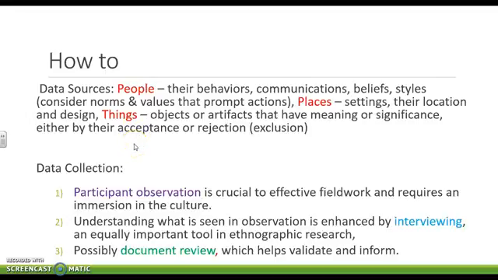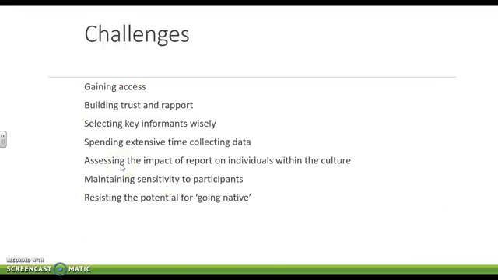And your data collection is primarily based on participant observation. So you are actually immersing yourself in their culture. You are not just sitting back and observing. You have to be able to get access to the culture, and then you are part of it. You are enhancing your observation by interviewing and by document analysis, but these are really secondary to this observation.